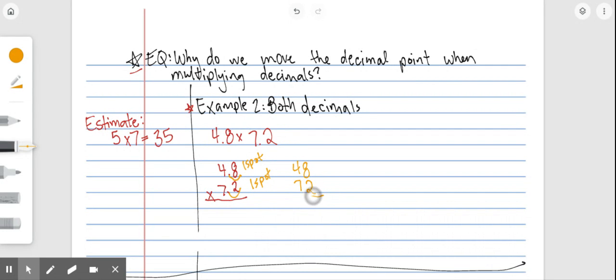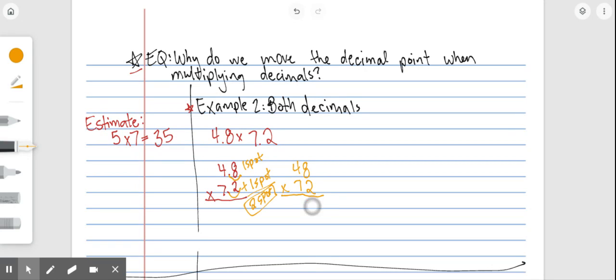And now I have two whole numbers. I have 48 times 72, which is going to make it so much easier for me to multiply. But I need to remember that I didn't just move that decimal one spot. I moved it one spot for 4.8, and I moved it one spot for 7.2. So in total, I moved the decimal 2 spots. So when I multiply and I'm done, I need to move it back 2 spots. Okay, because I have to account for not just the 4 and 8 tenths, but the 7 and 2 tenths as well. Okay, so now I'm going to multiply.